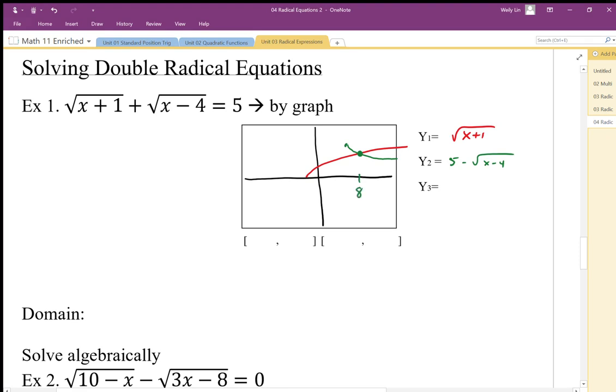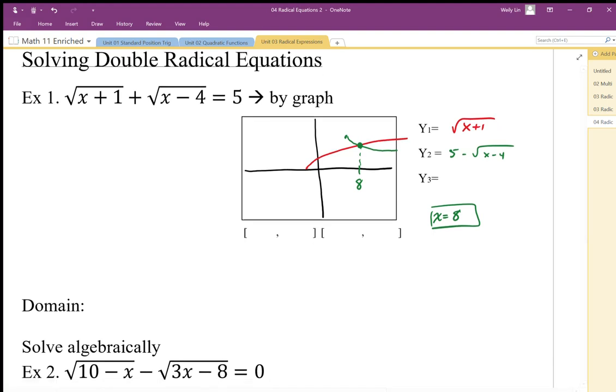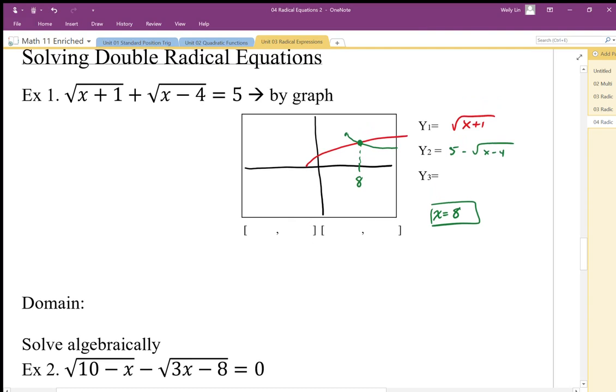X equals 8, y equals, it looks like 3. Okay, so at x equals 8, we get y equals 3, and that matches on both sides, so our solution is going to be at x equals 8. Okay, and again, remember the graphs do not show extraneous solutions. So this is fairly straightforward by graph.